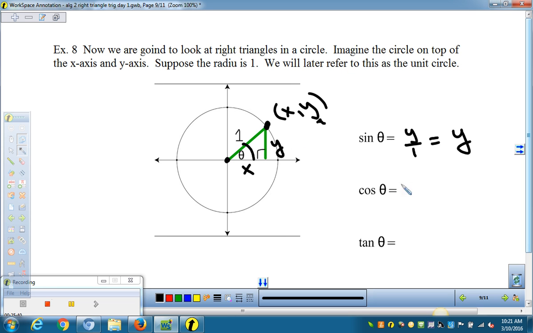All right, and what about cosine? X over 1. And again, on the unit circle, if I asked you for the cosine of 30 degrees, you would go to the point where that hits the circle, and you would look at the x value, and that would be the cosine of 30 degrees. What about tangent? Y over x. We would take the y value and divide by the x value to get the tangent. Those relationships, where sine is y, cosine is x, and tangent is y over x, hold for all of our unit circle problems.